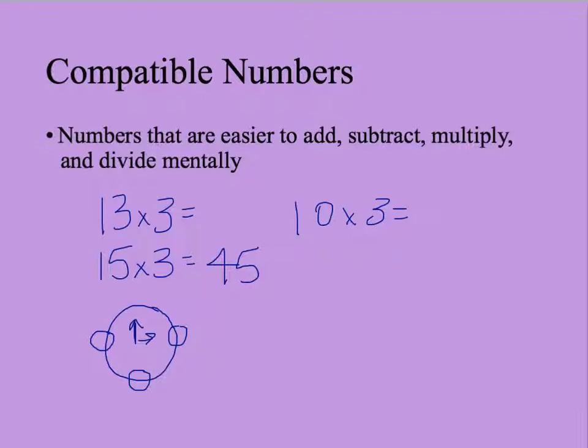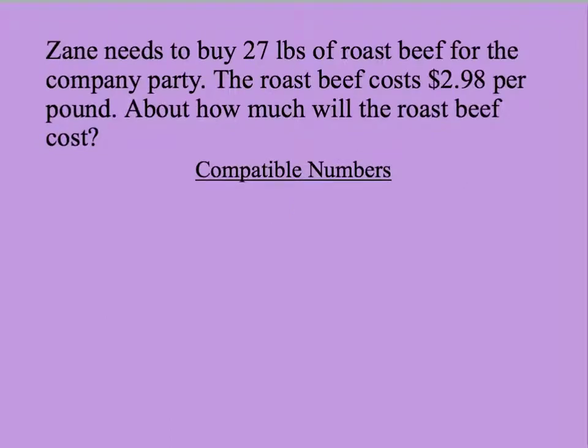So let's take a look at the same word problem that we saw before and use compatible numbers to find an estimate. So here we have the word problem repeated. We're just going to use the other strategy that we just talked about. So for 27 pounds, that's pretty close to 25, which I'm really good at multiplying because of quarters. That's something that I see a lot. And again, I'm just going to round this $2.98 to the nearest whole dollar, and that's going to be 3.